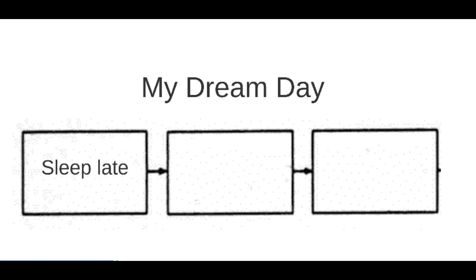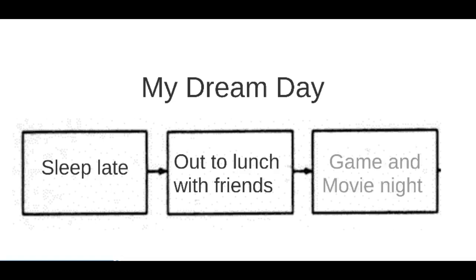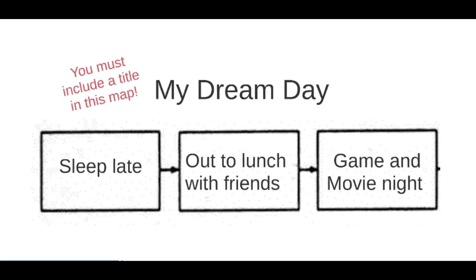The second box is going to happen after that or in the middle of the day, out to lunch with my friends. And then the last box here that I put in, if there's only 3 boxes, would be something that happened at the end of the day, like a movie night or game night. The rule with this map is that the arrows need to go in that direction, but also that you have to include a title. And that's because otherwise it makes it really difficult to understand or use the map later.